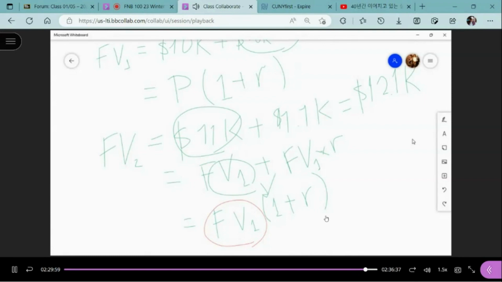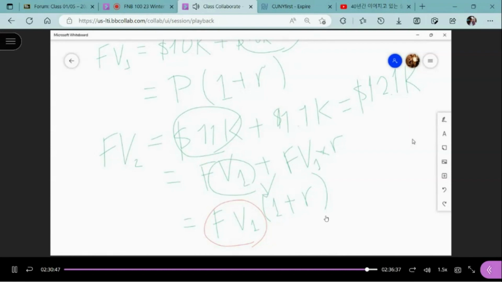Anyone? Is it 11K? No, that's not mathematical. Okay, that's a number, but that's not the algebraic definition. That's not the algebraic definition of FV1. What is the algebraic definition of FV1? And I never ask for a verbal definition, because verbiage is worthless. Verbiage, in economics and finance or in physics, is a pariah.